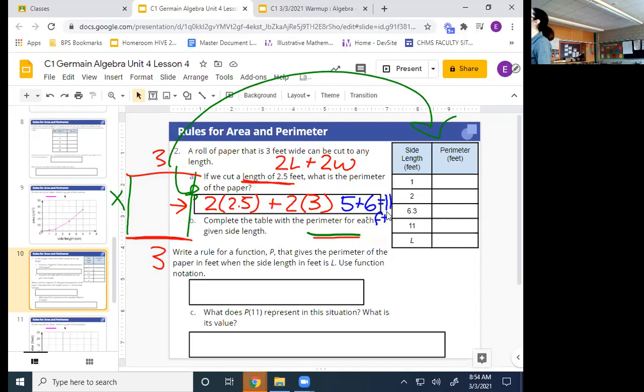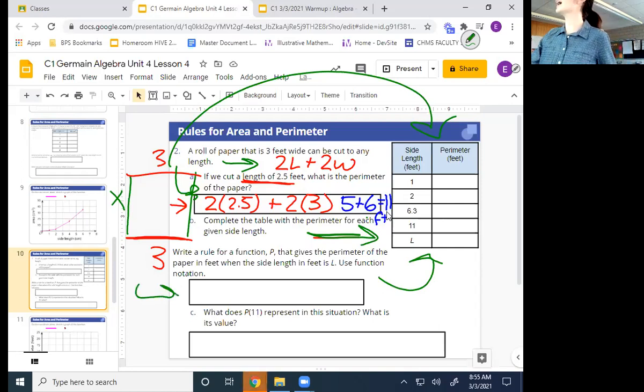Okay, so we did this first one together. What I want you to do now is use this formula to calculate and fill in the rest of this table. I want you to take 2 minutes right now to fill in the rest of this table. If you finish early, I want you to start to take a look at number 3, where you're writing a rule or an equation in function notation. Take 2 minutes right now. Let's get started, guys.